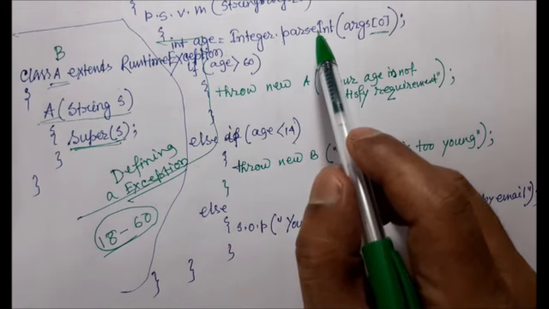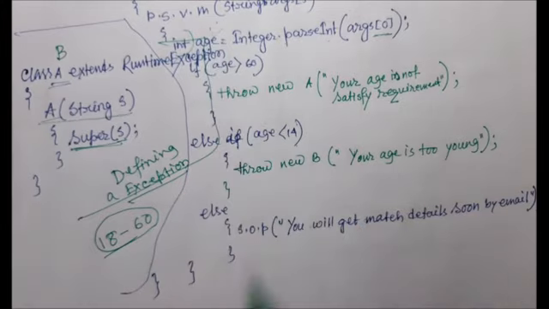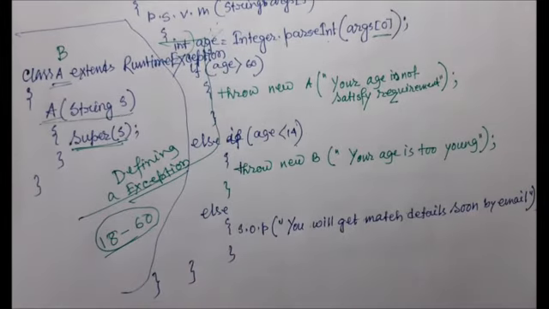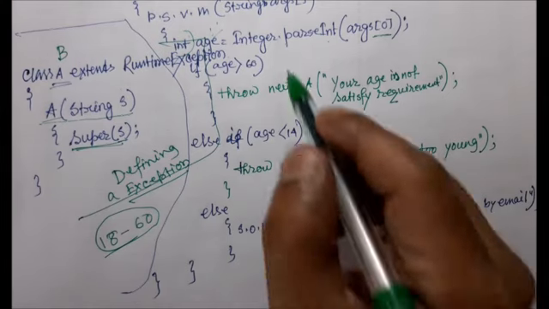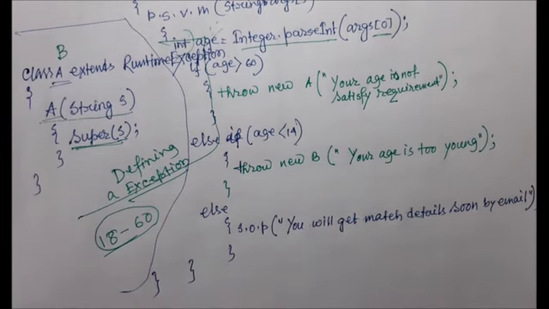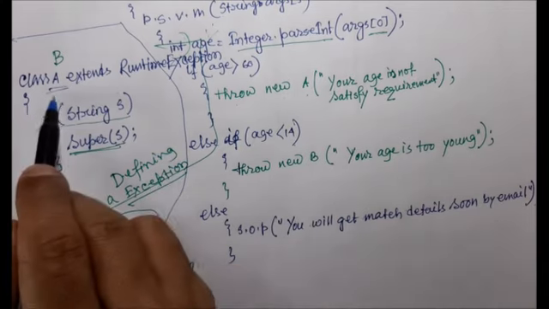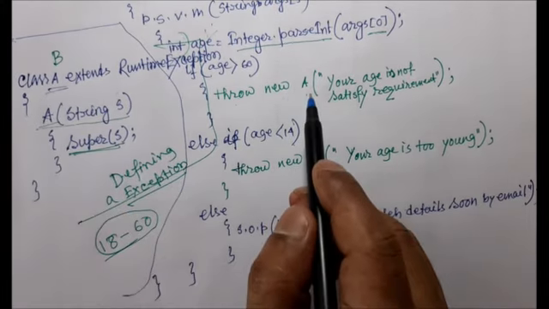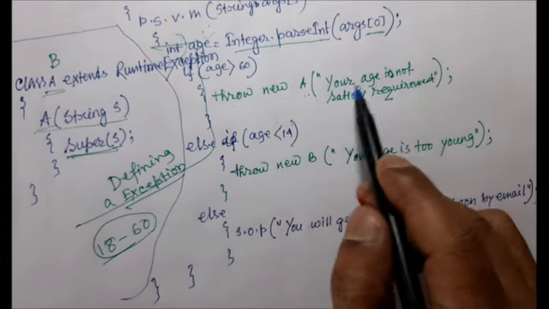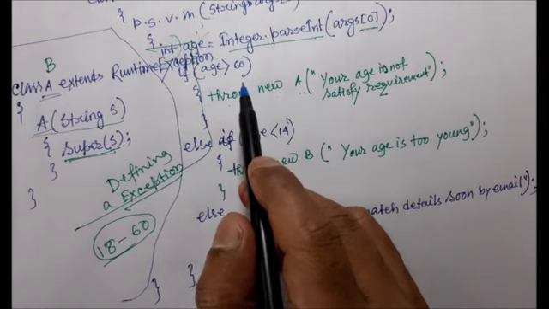So, I will change it to an integer, and that is the variable age. Age is a variable which is going to hold this integer value, and I will convert it by using the Integer.parseInt method, just for simplicity. Now, if the age is greater than 60, I am going to throw a new exception, throw new A. I have already defined this exception, and within it I want to give some message. For example, your age does not satisfy the requirement if it is greater than 60.